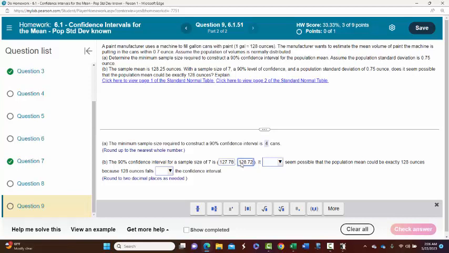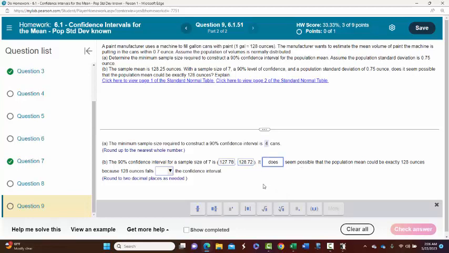Okay, what we're trying to establish here, and like I said, I didn't really talk about the notes, but we'll just take care of it right here in this problem. It says, does it seem possible that a population mean could be exactly 128 ounces? So what you're looking for here is the number they're giving you, in this case 128, is it within your confidence interval? So the answer is going to be based totally on if it's in there. So if it's in there, we're going to say it does seem possible.